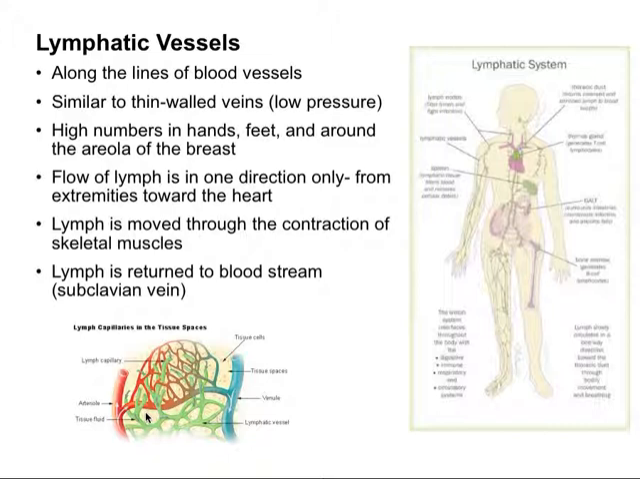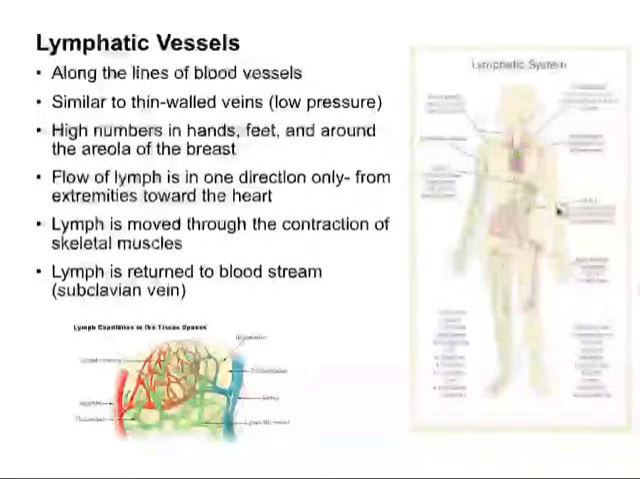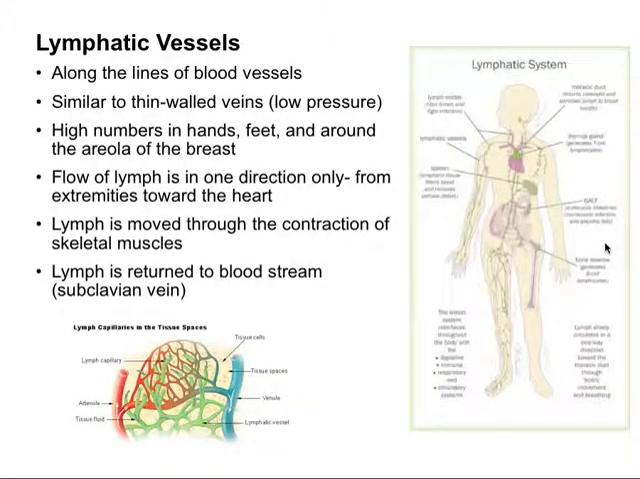You'll notice there's a high number of lymphatic vessels in the hands and the feet and around the areola of the breast. That's because these are great points of entry for microbes. The flow of lymph is in only one direction, from the extremities towards the heart. There is no outgoing lymphatic system. The lymph is returned to the bloodstream through the subclavian veins and into the heart. Ideally, it's been cleaned by this point.